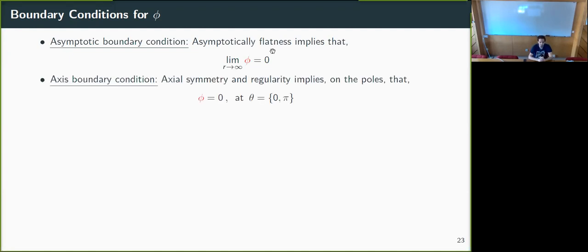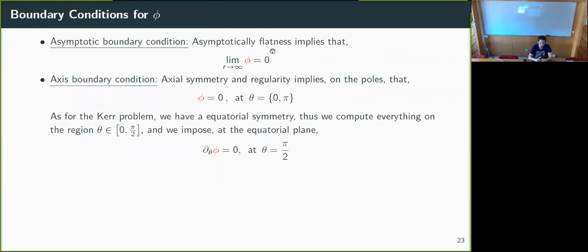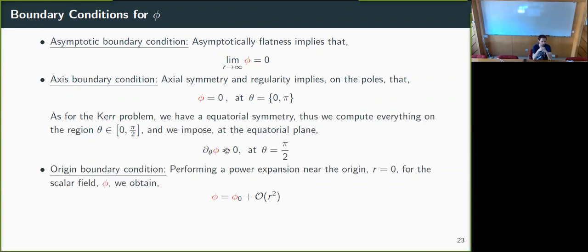Then at the axis, symmetry and regularity imply that the scalar field must be 0 at the poles. Again, we can do the same as we did for Kerr, and since there is an equatorial symmetry, we can compute everything just in this region between 0 and pi over 2. And we impose that on the equatorial plane, the derivative of phi with respect to theta also must go to 0. Then finally, the boundary is not the event horizon, since there is none, but it will be at the origin.